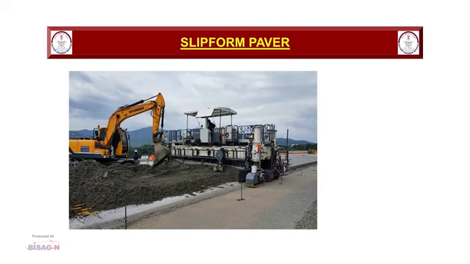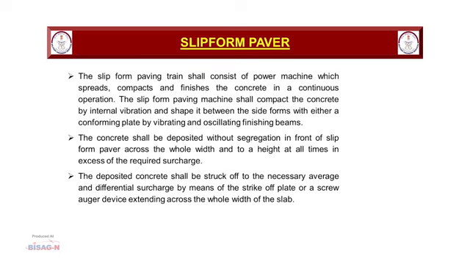The photograph shows the typical layout of the slip form paver. The slip form paving train shall consist of powered machines which spread, compact and finish the concrete in a continuous operation.